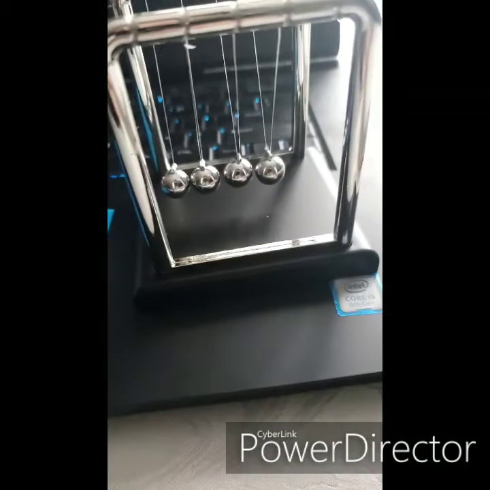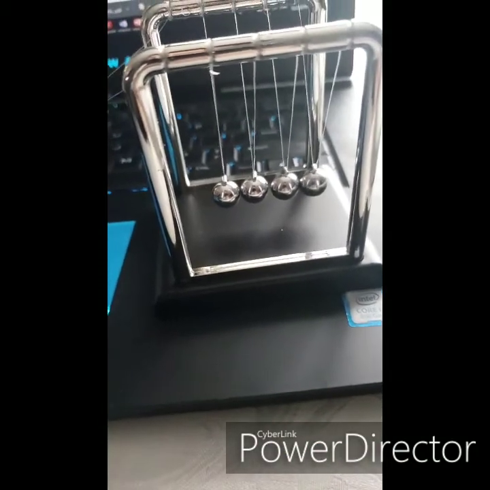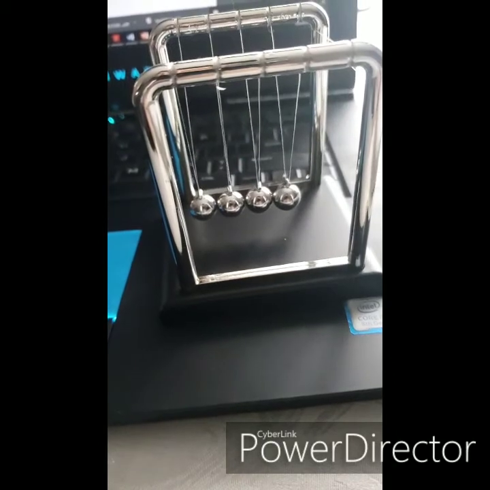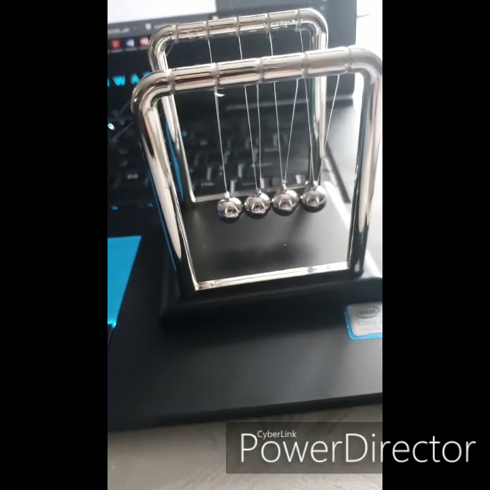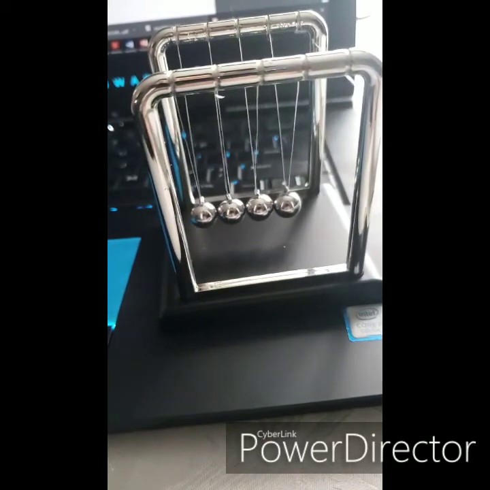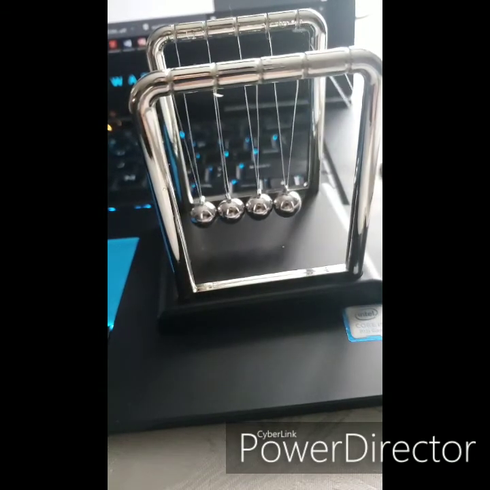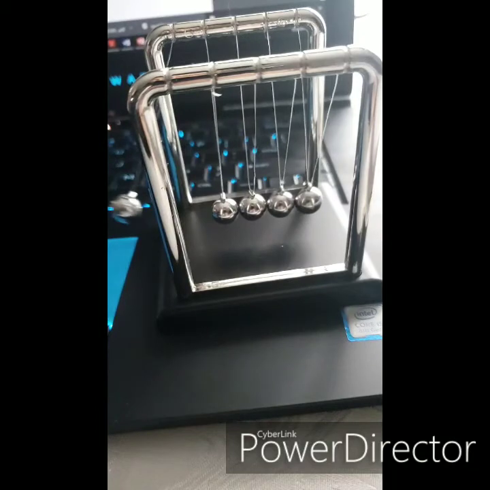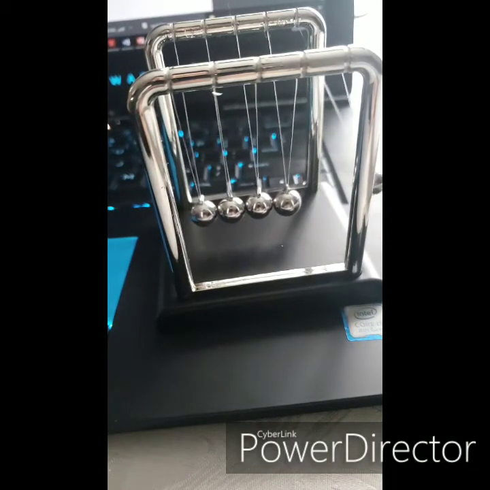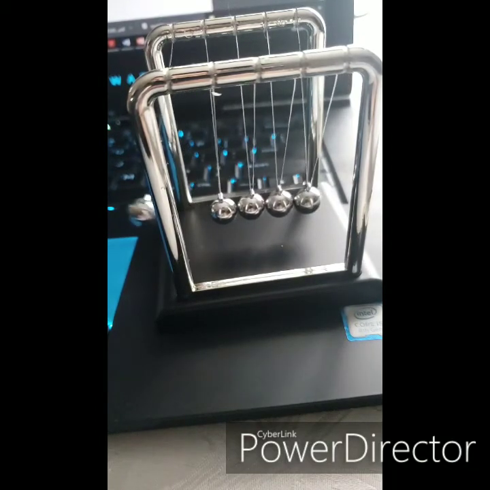In this video, we see Newton's cradle demonstrating Newton's third law. The first ball is the action force, and this force travels through and causes the last ball to move. When the ball then returns and makes contact with the other ball, this is the reaction force.